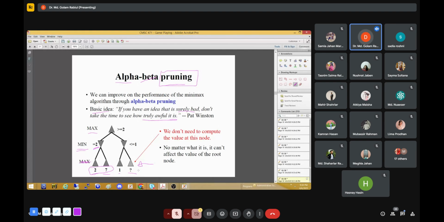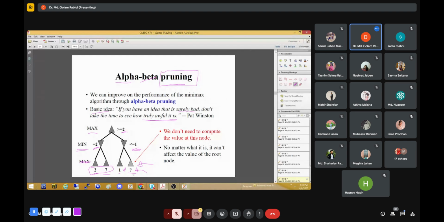Even though we didn't explore this part yet, we can see there is 1, and whatever the value is, if we currently just explore this 1, then the minimum value here is 1. And between these two, which one is maximum? 2 and 1, which one is maximum? Maximum is 2.